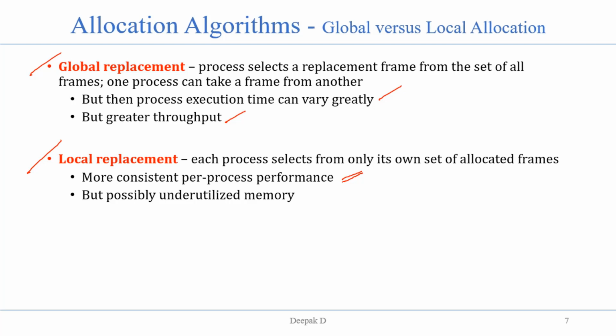With respect to global replacement, the frames which are allocated to another process can also be taken back and given to the process. This means the performance of the system may vary, because the allotted frames are taken and given to other processes. So even though that process's performance increases, the other process's performance will decrease. So there is no consistency between the performance of individual processes. Whereas in local replacement, there may be chances of underutilized memory.